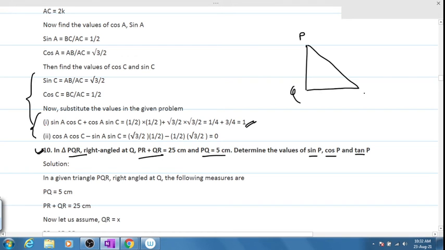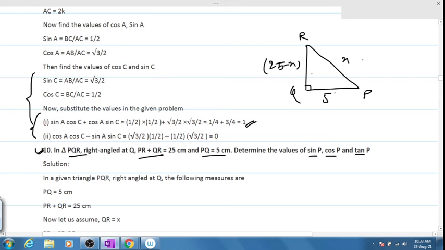I'll take this as P and this as R. Clear? This is the right angle. PR plus QR is equal to 25 and PQ is equal to 5. So what should we do here now? Can you assume this as X and this as 25 minus X? Will it be wrong, anyone? You can assume this also as X, this as 25 minus X, doesn't really matter.